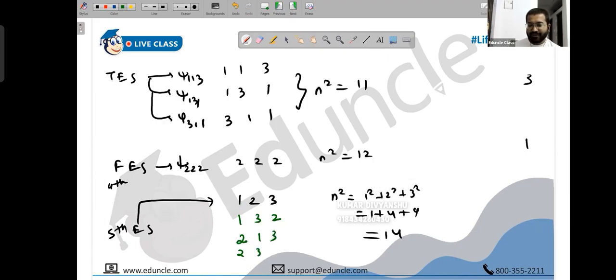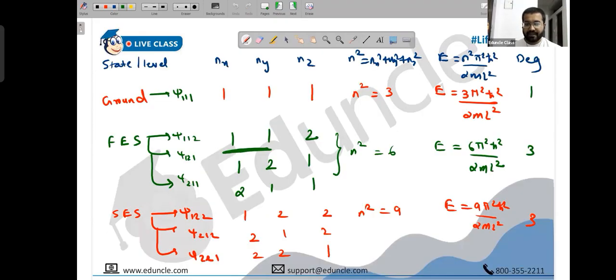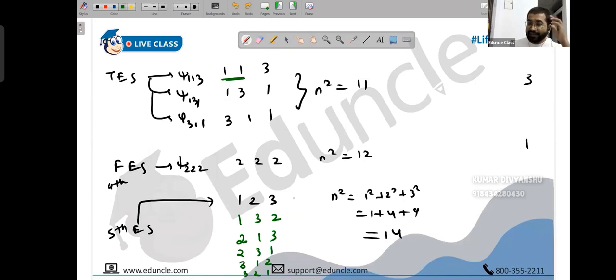Then 2, 1, 3, 2, 3, 1. 2 का काम खत्म. Start with 3, 3, 1, 2, 3, 2, 1 done ना यार. Here it was not possible because two numbers were same. Whenever you have got 3 degeneracy, two numbers are always same, and hence you have got 3 degeneracy. But if all the numbers are different, you will get 6 degeneracy.